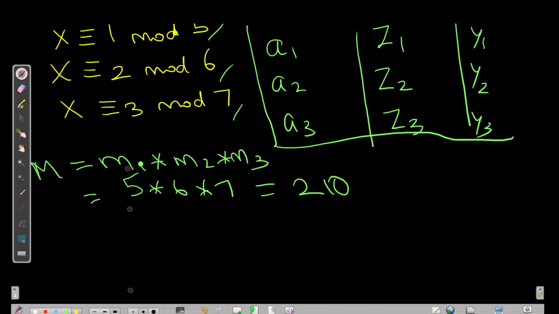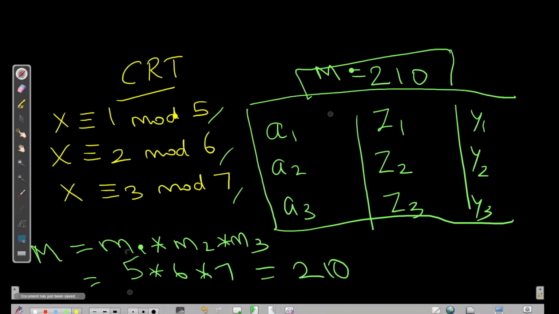Now I'm going to calculate. I'll write the a values. What are the a values given in the problem? This is a1, a2, a3. So I'm going to write that a1 equal to 1, a2 equal to 2, a3 equal to 3.